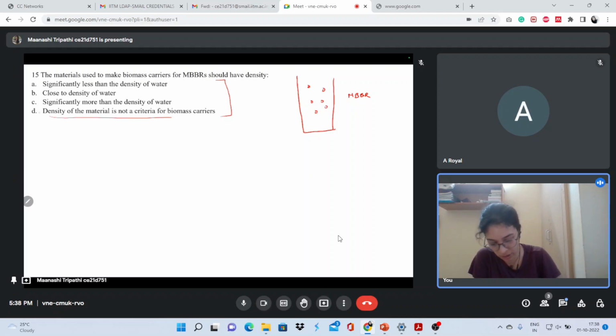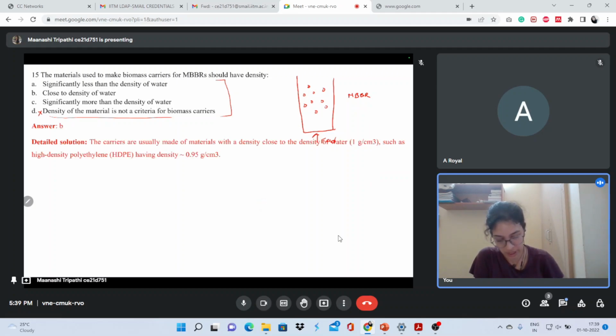So this is anyway wrong, because the media will be in floating condition only when its density is lower than or equal to water. Water is coming only with the feed. So what can we maintain? So the answer is B, close to density of water. So we will use very light media whose density is closer to water, so that a frequent contact between the organic matter present in water and the media particles may happen, and the bacteria may easily degrade the organic matter.